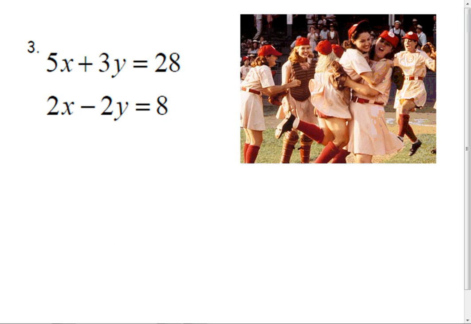What numbers would that be, 5 and 2? What do they go into? 10. What about these? 6. I like the smaller numbers. Plus, one's positive, one's negative. They have to be opposite signs. So what do you want to multiply the top equation by? 2. I like that answer.